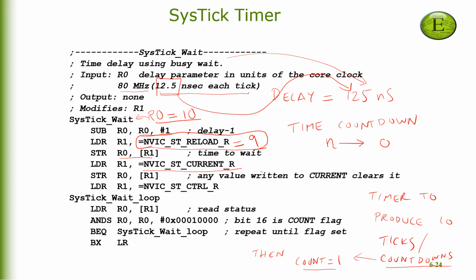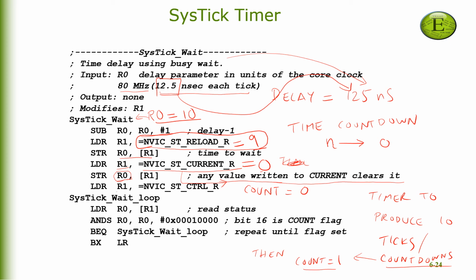We are going to write to the NVIC current register. That's part of the initiation process. And remember, any value written to the NVIC current register clears it. So we are really saying that this register is set equal to 0. Even if the value in R0 is not equal to 0, it is still going to clear, and also clear the count.